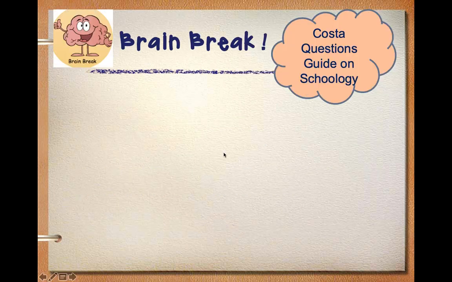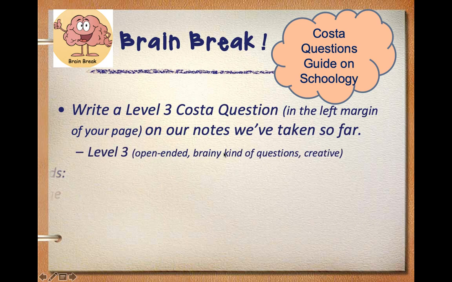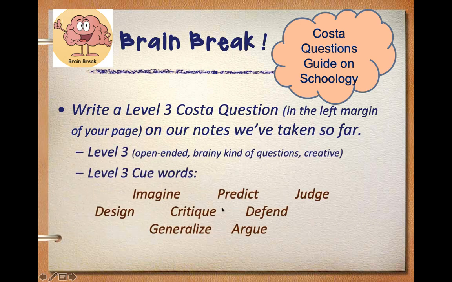Before that, though, quick, do your last brain break. Our notes are done. Do a level 3 kind of question. You could do some type of defend the importance of writing chemical equations. Maybe there was some teacher that's like, oh, we don't need to do chemical equations in chemistry. They don't matter. How would you defend that? Or you could do any other type of level 3 question. Look at your Costa question guide if you need some ideas for sentence starters. Go ahead and pause the video, write your level 3 question, come back when you're ready.